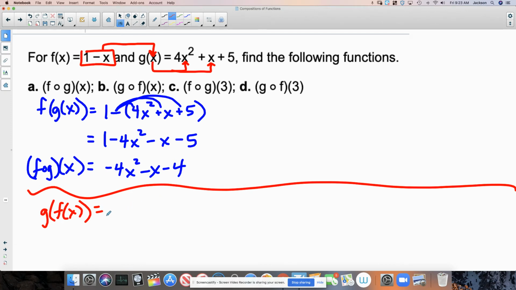So this g of f of x is, right, I've got the 4. Then I've got to put my input here. My input is f of x, which is 1 minus x squared, plus, then I've also got to put the f of x in this space. So I have to put the 1 minus x here. And then I have plus 5.